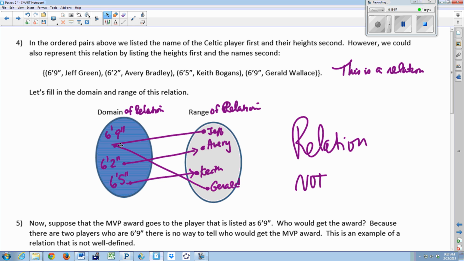Because we had trouble trying to figure out who to give the award to, right? Not a function.